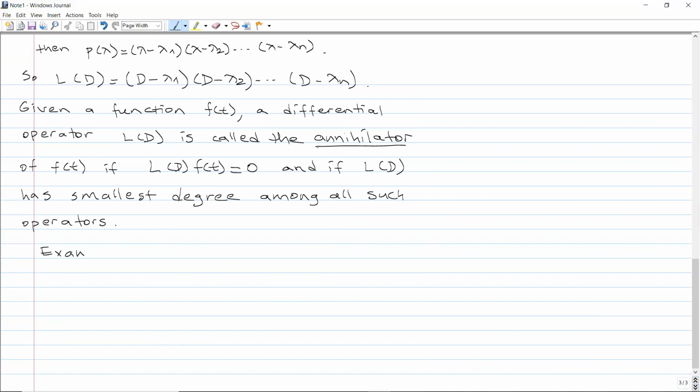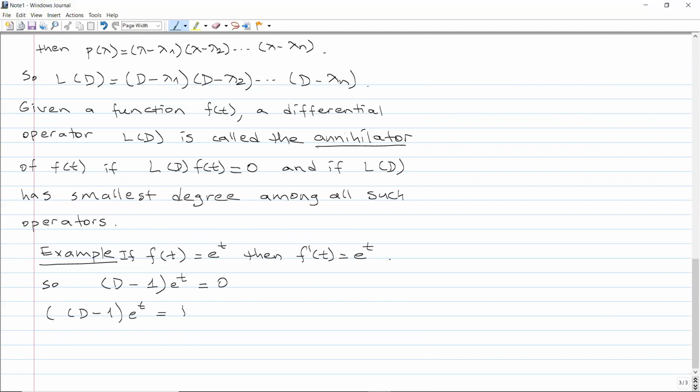Okay, a quick example. If your function is e to the t, then its derivative is again e to the t. So (D minus 1) of e to the t is going to be 0, right? Because (D minus 1) of e to the t is D of e to the t minus e to the t. The derivative of e to the t is itself, so that's 0. And it has degree 1, so the annihilator of e to the t should be D minus 1.